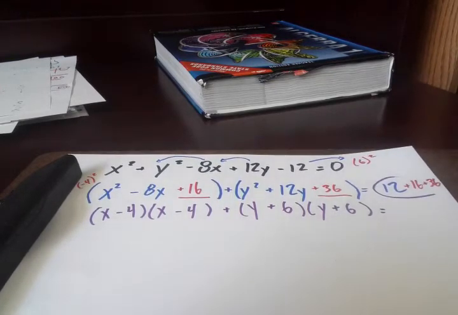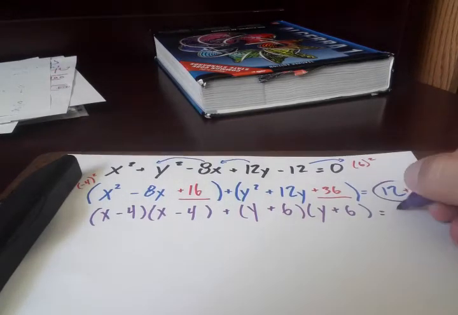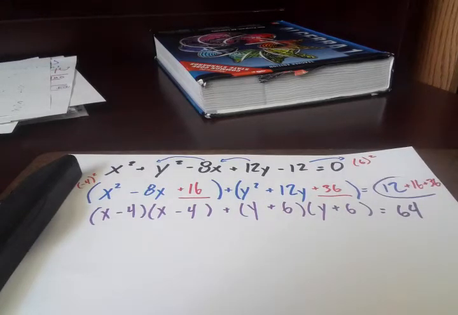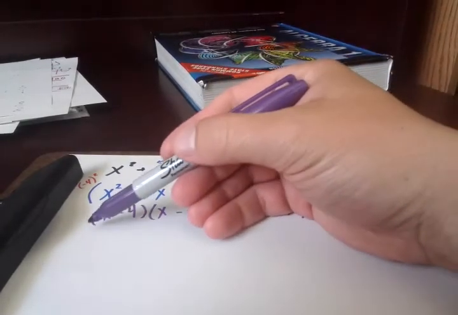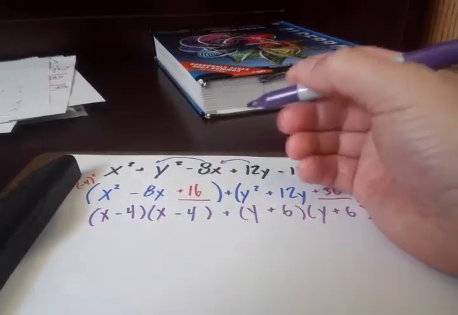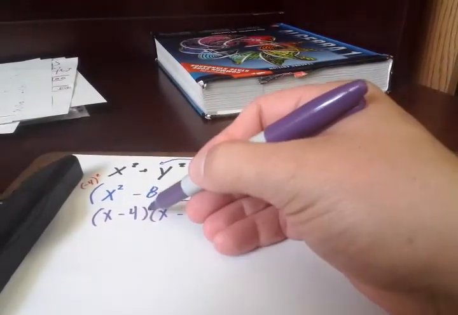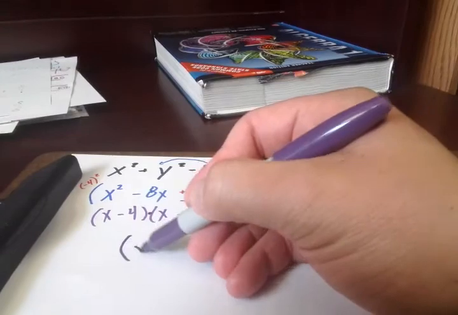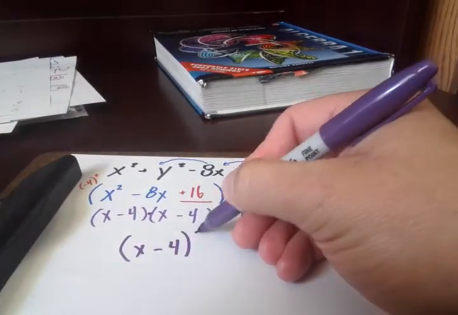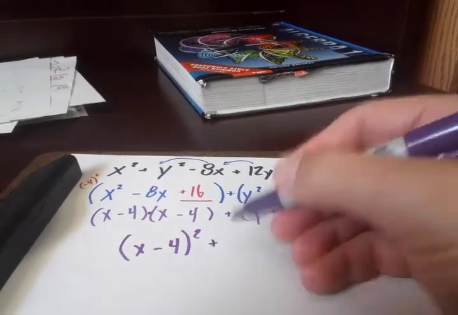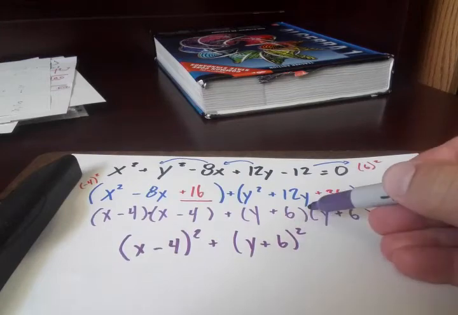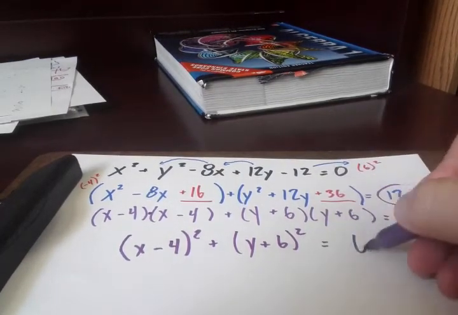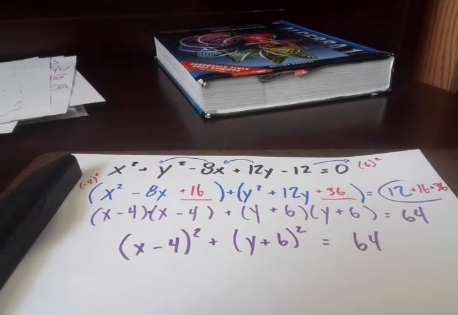I'm just going to combine these over here for us. It looks like they add to 64. If that's wrong, it could cause some problems, but I think they add to 64. Now, if you look at these two binomials, they are exactly the same, and they're supposed to be. That means we can rewrite them. Because they're multiplying themselves, we can rewrite them as x minus 4 squared, and we can rewrite this as y plus 6 squared. And it's equal to 64.